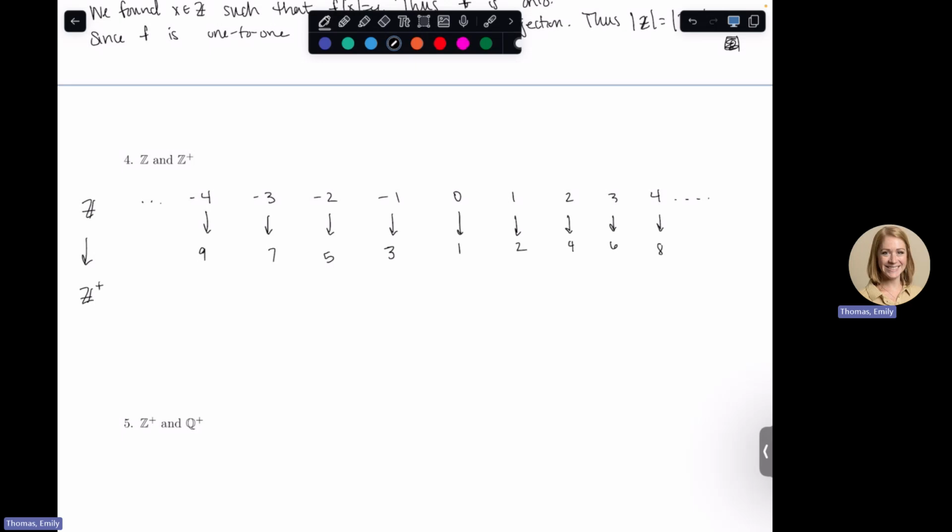So I would eventually list all of the positive integers on the bottom row and all of the integers, period, on the top row, and therefore with only one arrow going to or coming from everything, it's both 1 to 1 and onto.